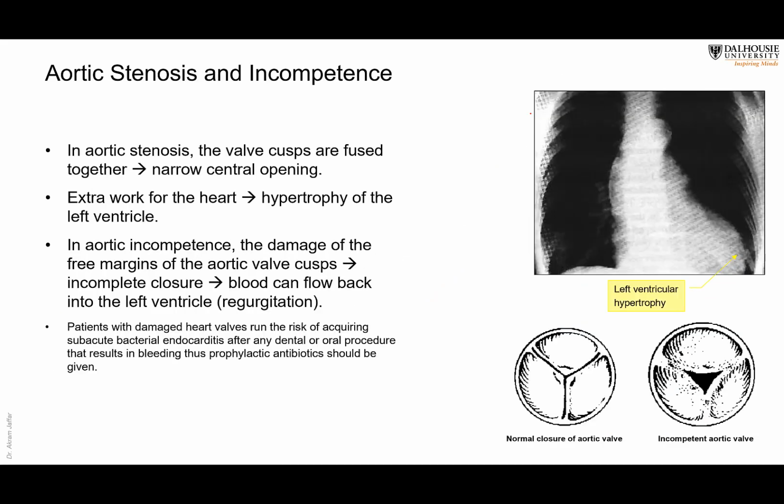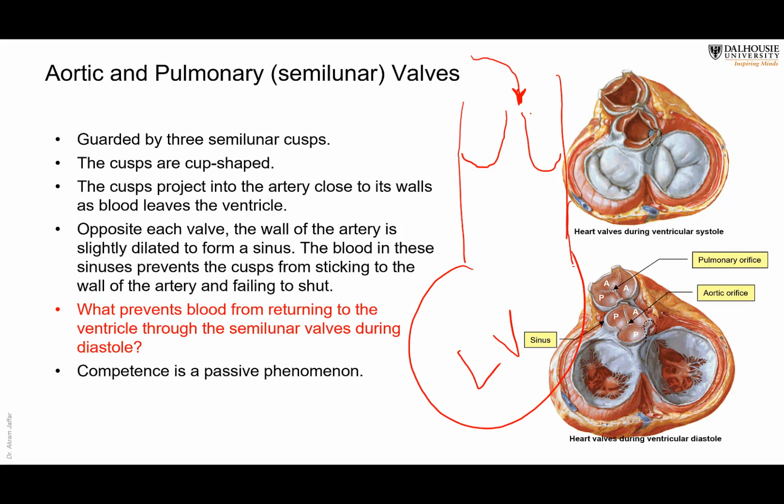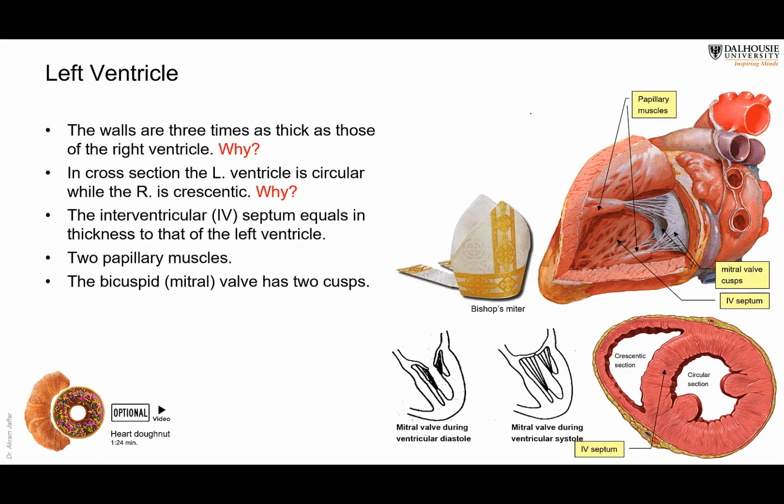This is to show you that sometimes the valves are narrow, so it's called stenosis. Sometimes they do not close completely, and this is called incompetence of the valve. Both stenosis and incompetence will put extra work on the heart. For example, let's say here, a patient with aortic stenosis.